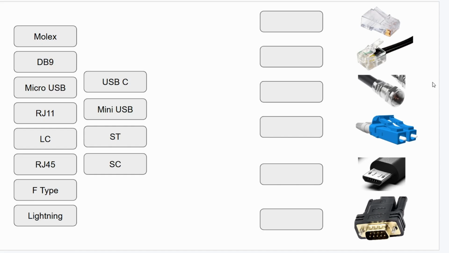So we have a variety of different connectors over here on the right, and we have the equivalent description or name of those connectors over here to the left. So it is going to be your job to visually identify what connector each of these is and drag and drop the appropriate name for that connector over here in the relevant box next to the picture.